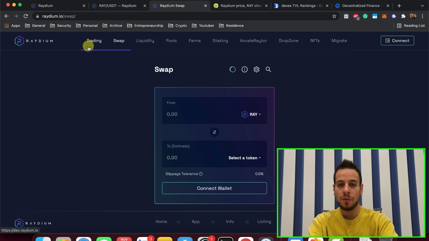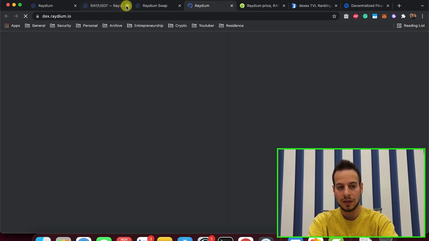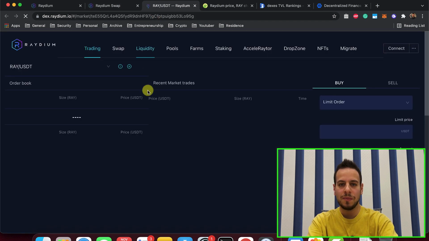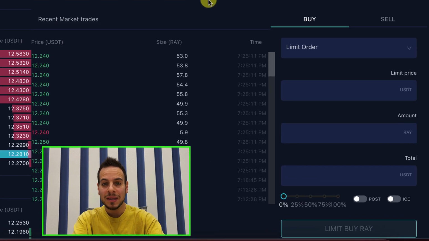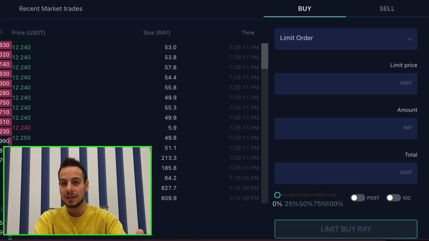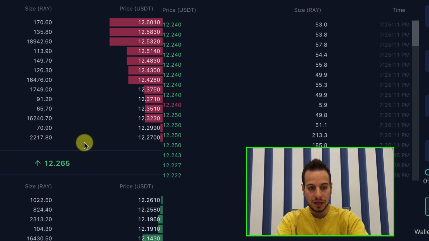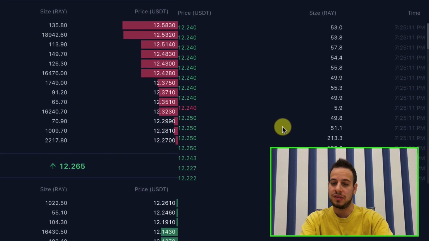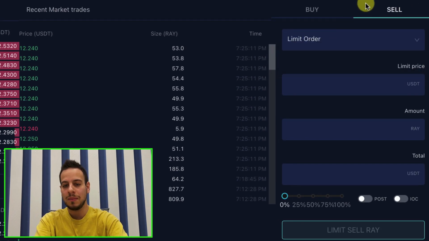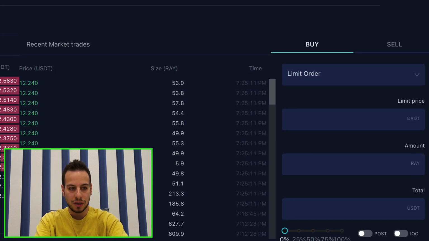So the first thing that I want to show you is the super cool thing, which is trading. If you click here on trading, this is the Raydium Orderbook DEX. This is super, super cool. You can place limit orders like traditional centralized exchanges, but this time it's working with smart contracts. So you can see right here that you have asks and bids, and these are all the recent trades. And you can put some limit orders for buy and sell. You can choose the token.